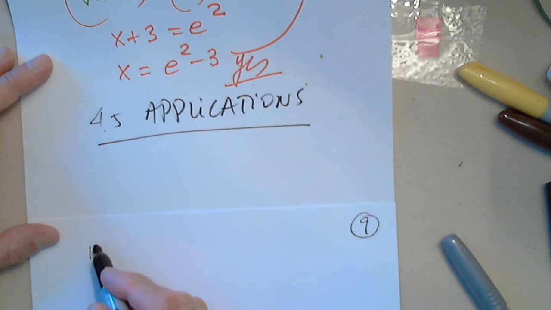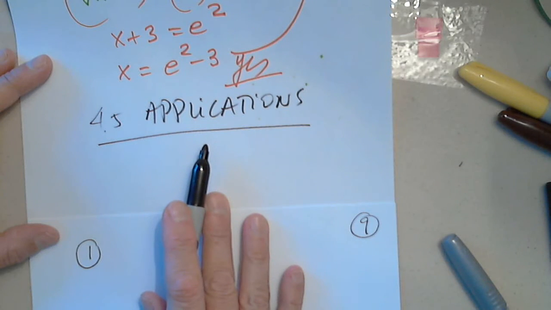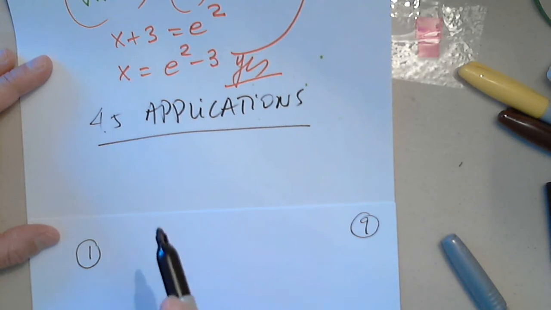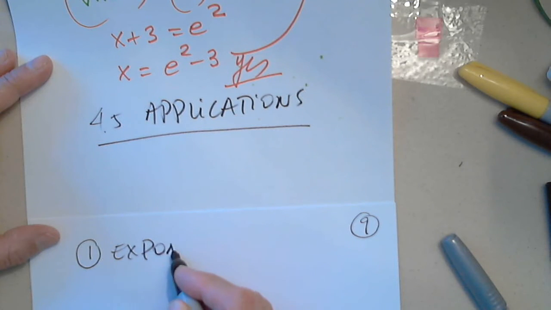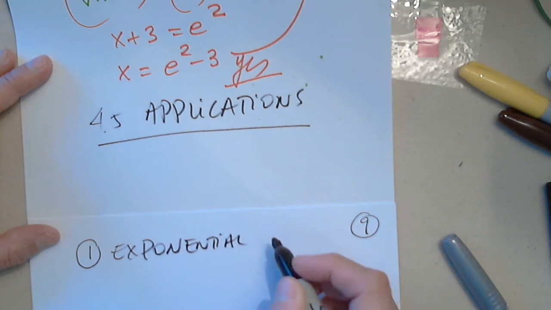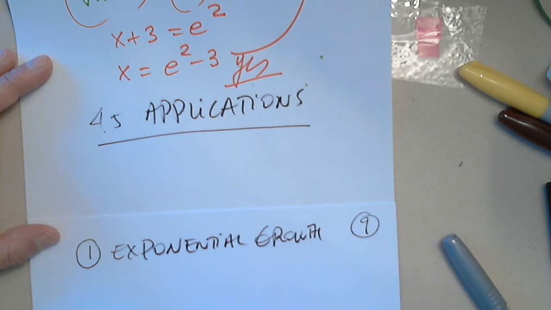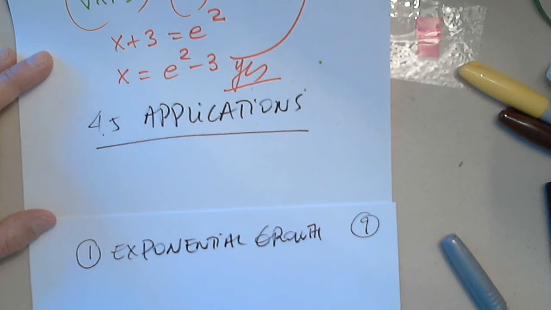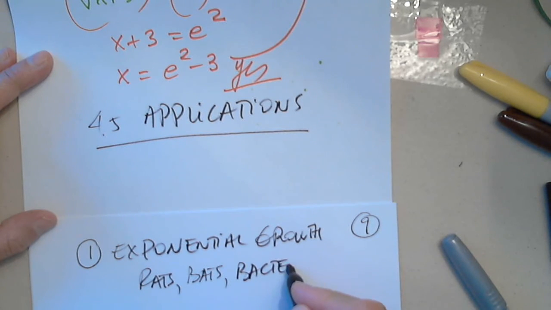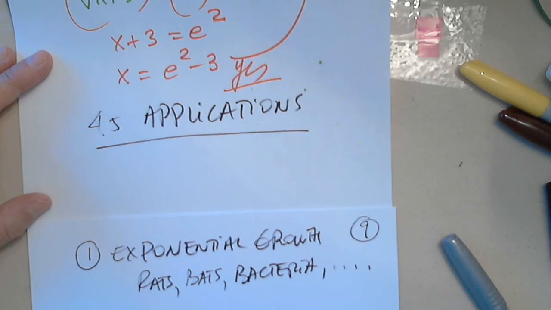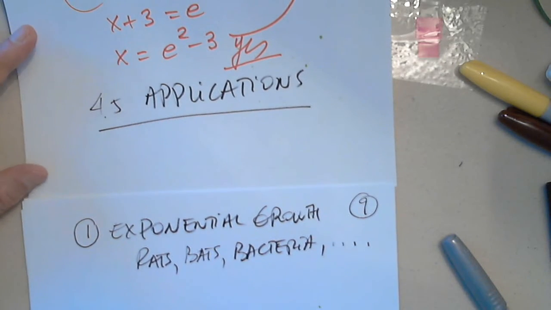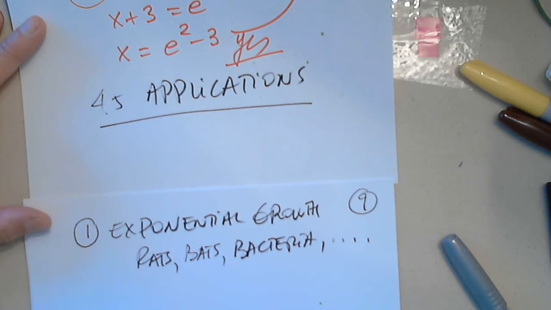Okay, so one very important group of applications is exponential growth. What grows exponentially? Rats, bats, bacteria, rabbits, people. Maybe after this virus, maybe not anymore. I'm kidding. And so on and so forth.